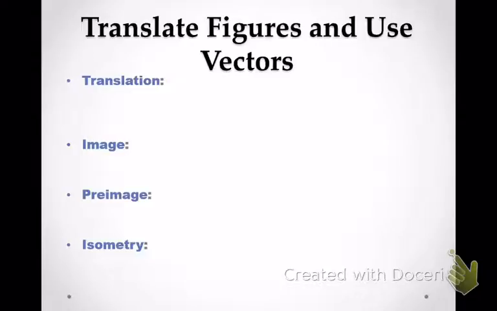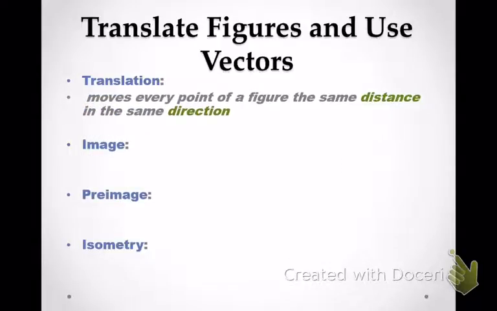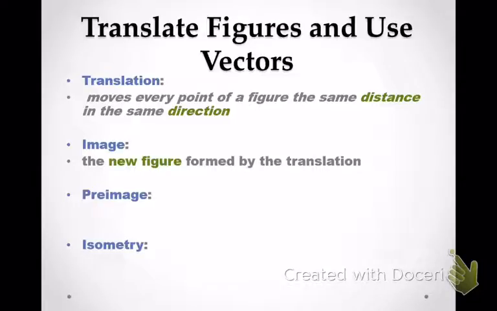Okay, so let's define translation. A translation moves every point of a figure the same distance in the same direction. Image. The image is a new figure formed by the translation.